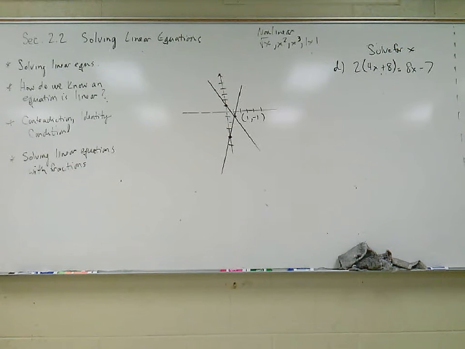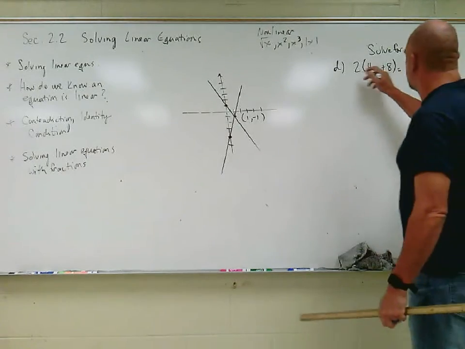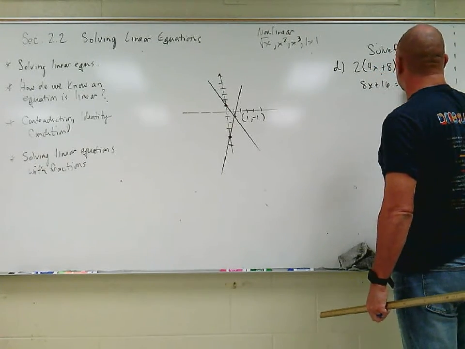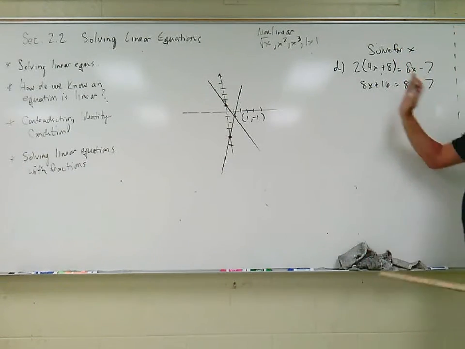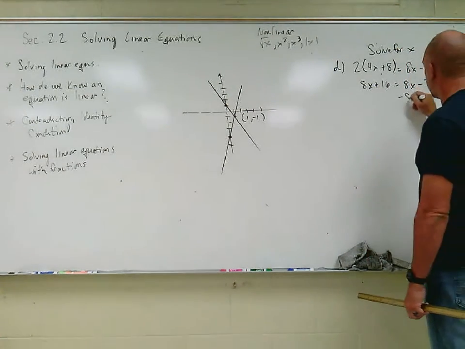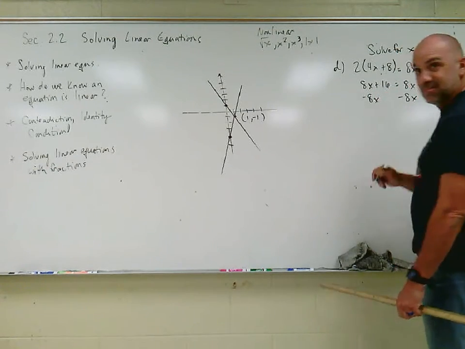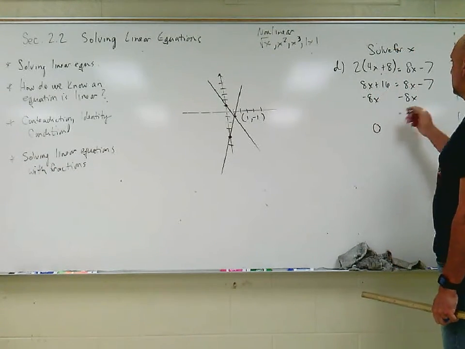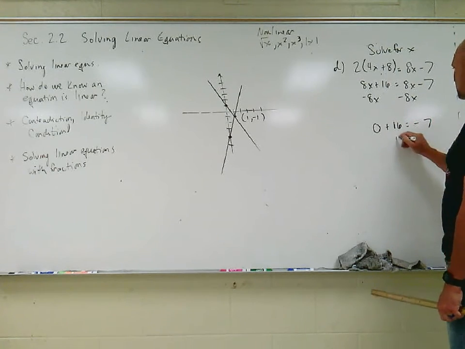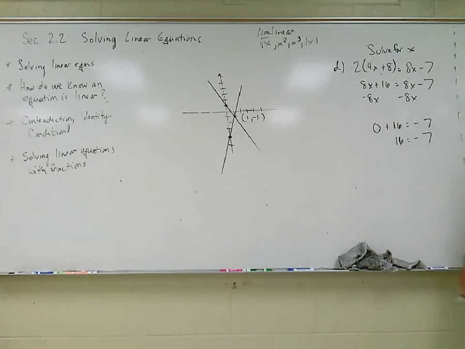Okay, so what happens? The x's cancel. So if we distribute the 2, we get 8x plus 16 equals 8x minus 7. So remember, get your x's to one side, get everything else to the other. So if I subtract 8x, I get 0. Plus 16 is negative 7. So I have 16 equals negative 7. Is that true? Can 16 equal negative 7? No. So this is called a contradiction. Anytime this happens, this is called a contradiction, which means that there's no solution.